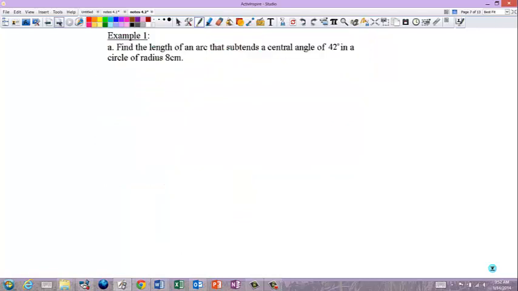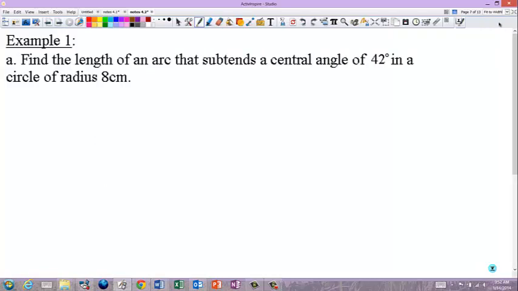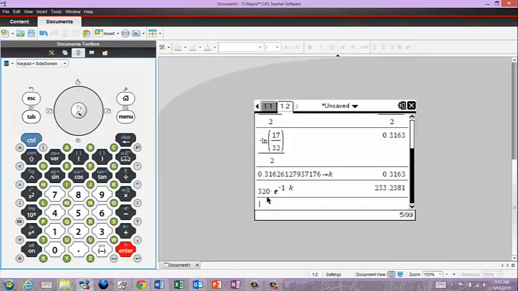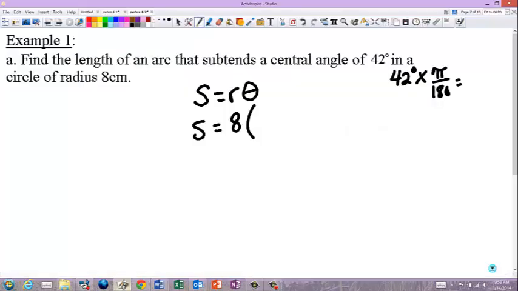So if it's in degrees, like this one for example, it says find the length of an arc that subtends a central angle of 42 degrees in a circle of radius 8. Well, S equals R theta. The radius is 8 times theta. Well, theta is 42 degrees. I don't want degrees, so I have to change it to radians by multiplying by pi over 180. So you would do 42 divided by 180, and you'd get 7 pi over 30.